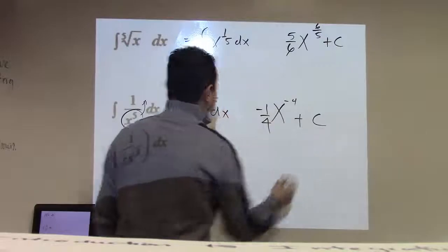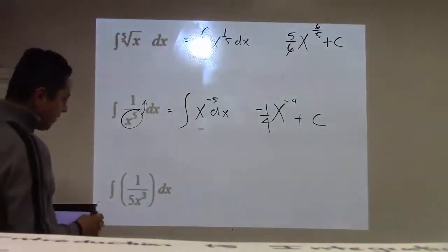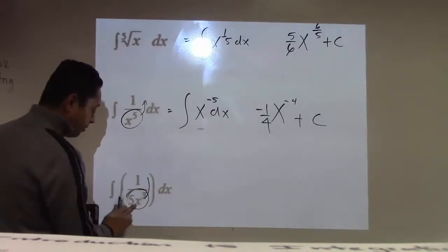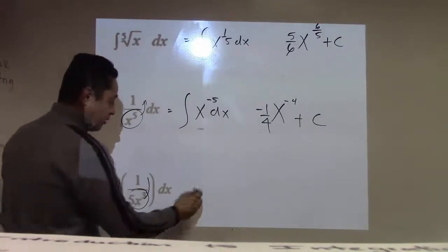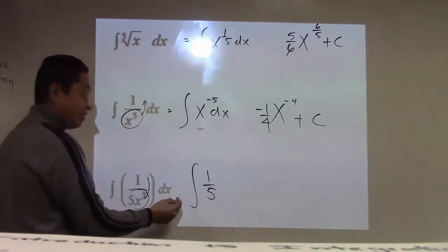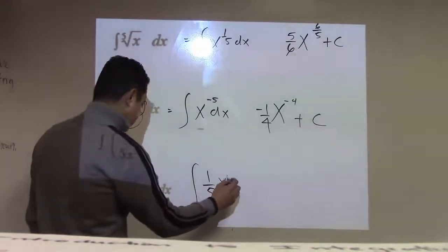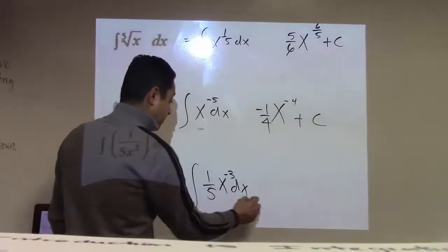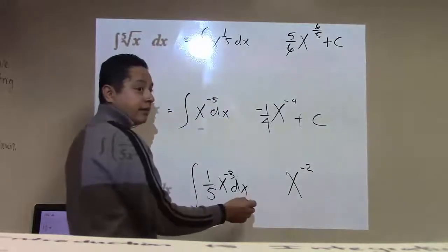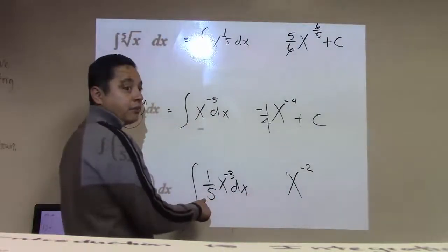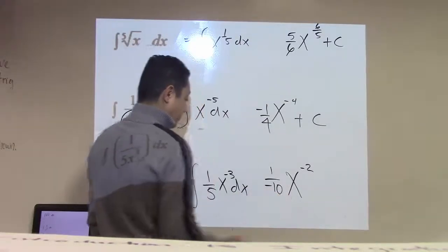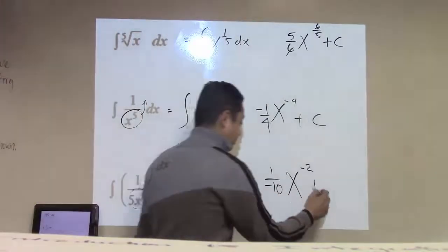Plus c. Okay. Same idea here. Move this to the top. Now you're not going to move the 5. The 5 is already on the bottom. So rewrite it as 1/5. You can even extract the 1/5 on the outside if you want. I'm not going to do that. Bump it up, x to the -2, and divide. This is the same thing as putting the -2 right here on the bottom. So it's -1/10, plus c. Check on here.